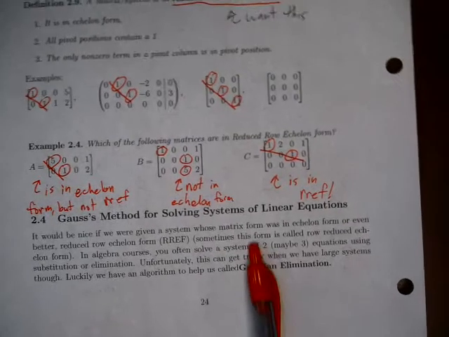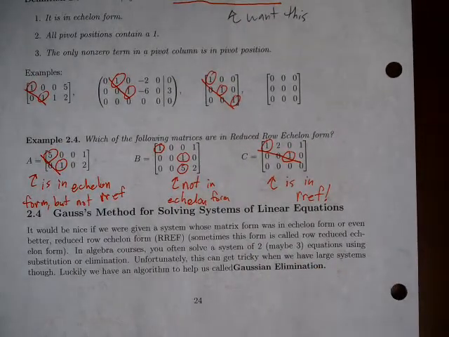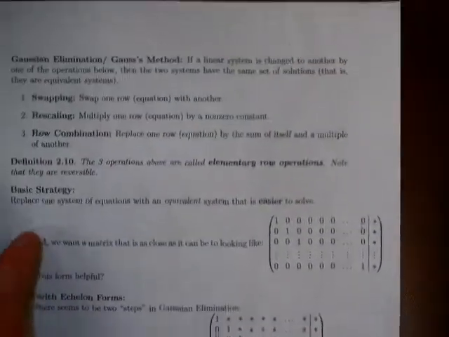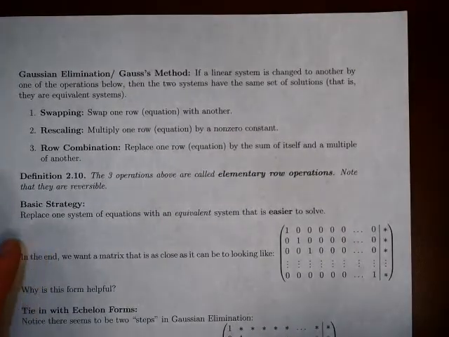So if we only had 2 or 3 equations or variables, maybe it's not too hard for us to do a substitution and elimination. But even then, substitution and elimination, even for 3 variables, can get a little bit tedious. So lucky for us, there's an algorithm called Gaussian elimination. So let's talk about Gaussian elimination, also called Gauss's method, also called the Gauss-Jordan method.